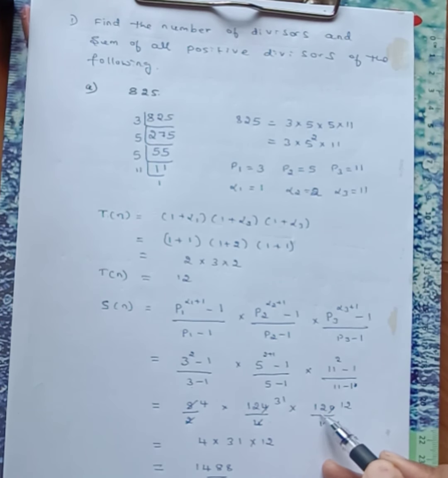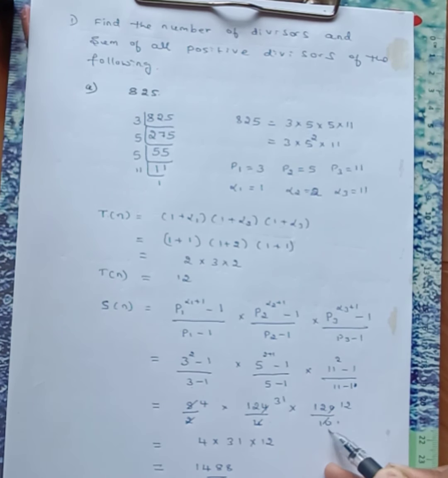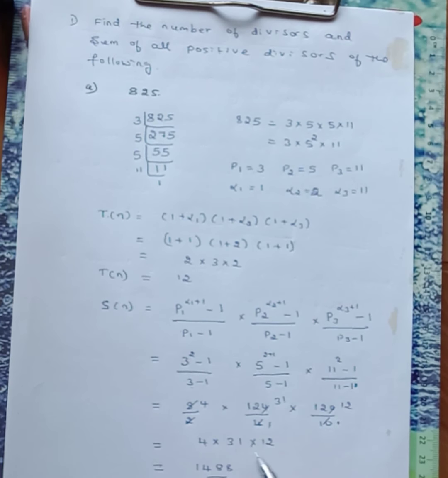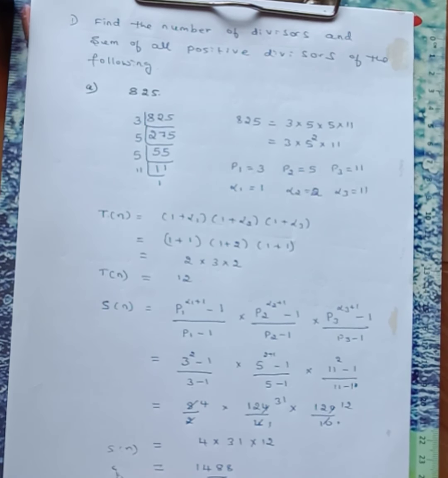11 to the power of 2 means 121. 121 minus 1 is 120, divided by 11 minus 1, which is 10. 2 ones are 2, 2 fours are 8, 4 ones are 4, and 4 times 31 is 124, and 10 ones are 10, 12s are 12. 4 into 31 into 12, if we simplify, we get 1488. The sum of all positive divisors is 1488.